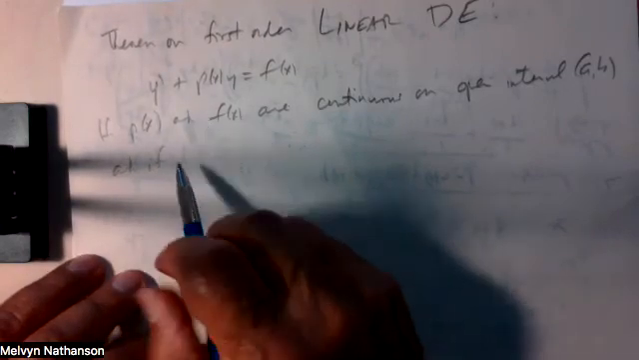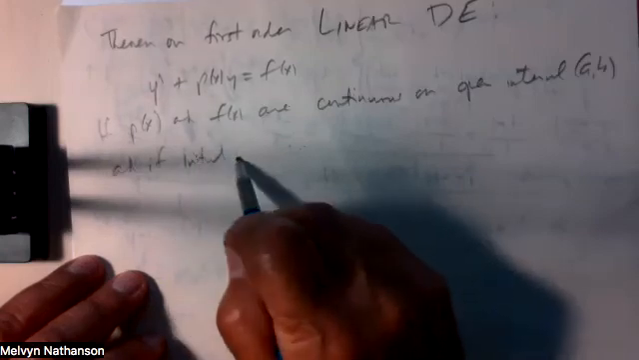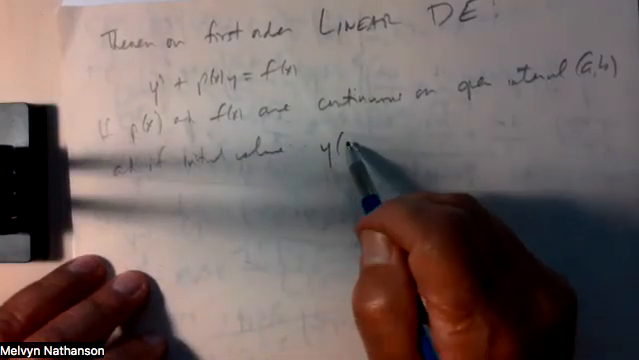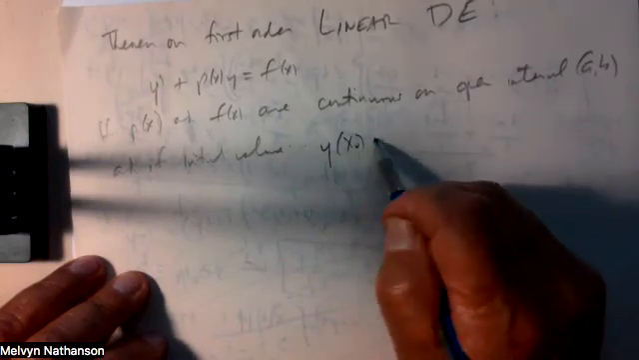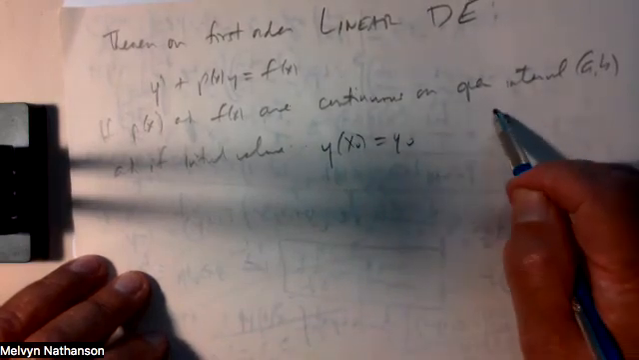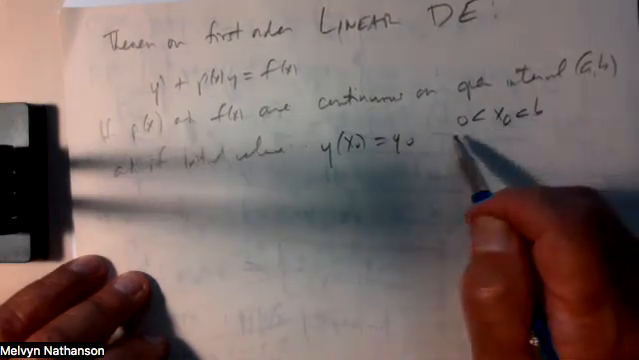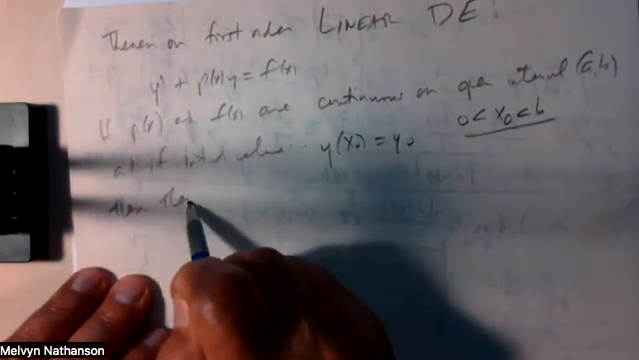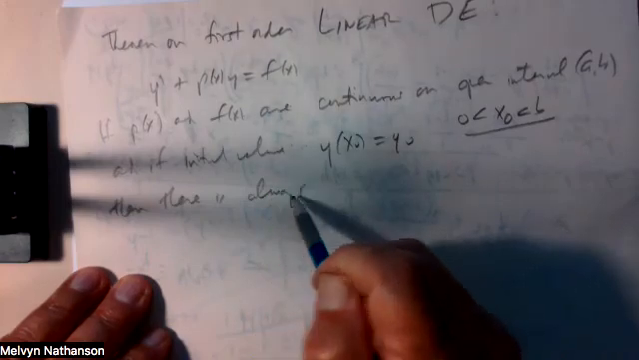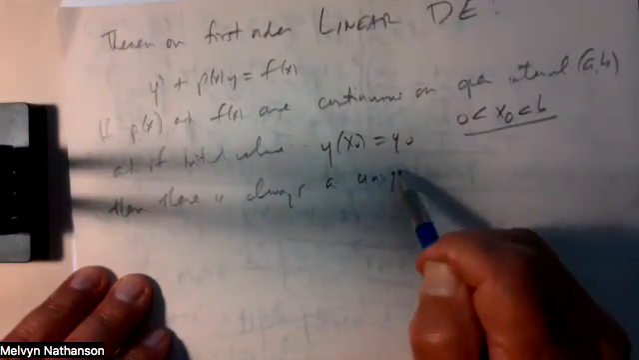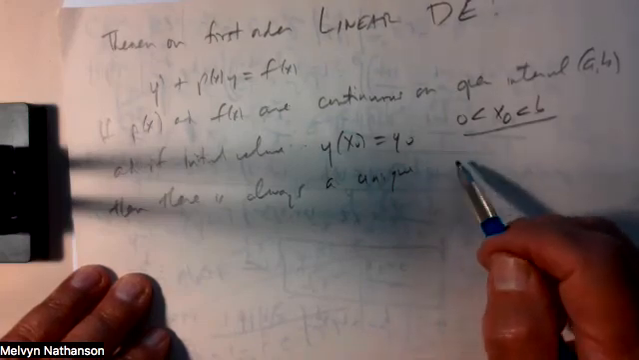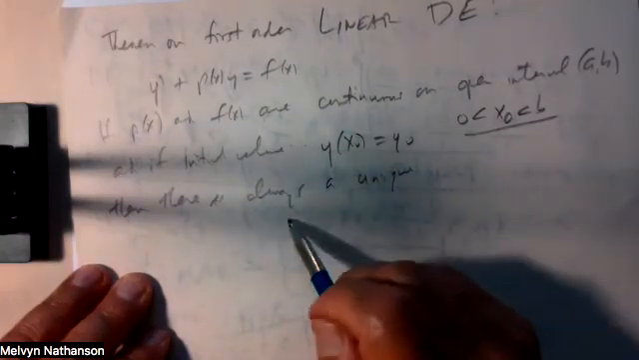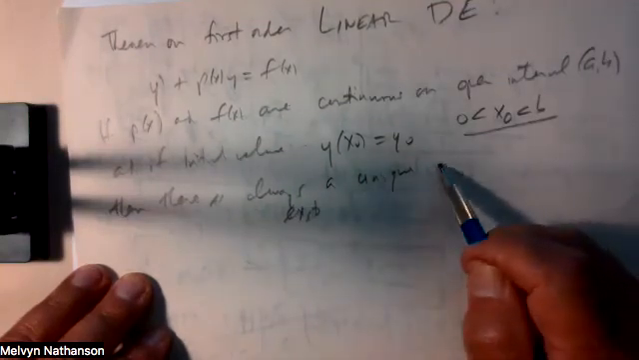and if we have the initial value condition, you want y at some point x0 to be equal to y0, where x0 is in this interval, x0 is between a and b, there is a unique solution. There is always a solution, and the solution is unique. Or I should say there always exists a unique solution y of x that satisfies the differential equation and the initial condition.